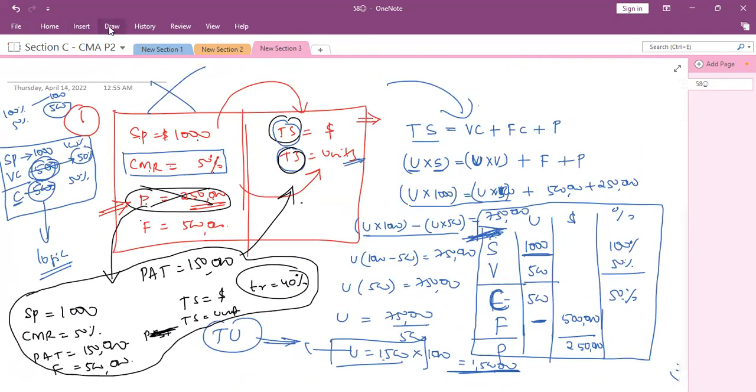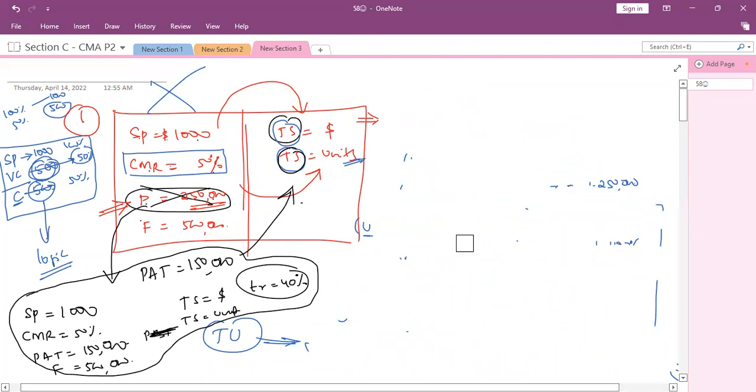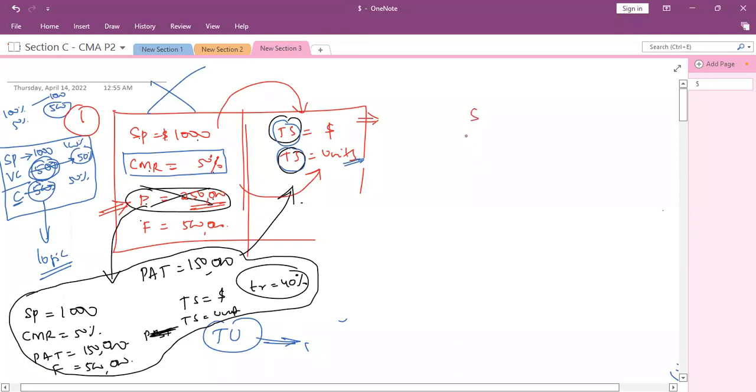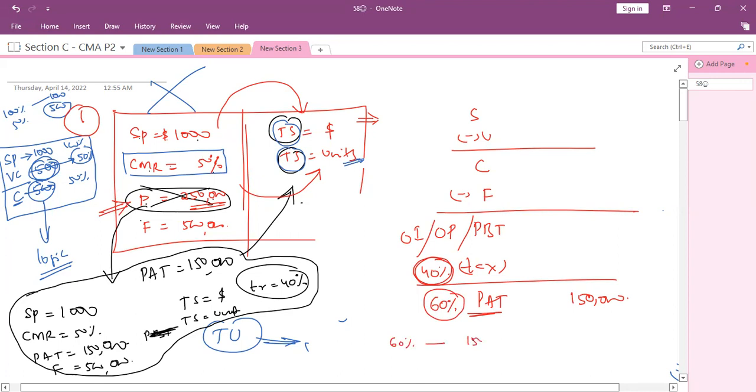I'll show you this sum, then we will disperse. Whenever profit after tax is given, it is not useful for us. Sales minus variable cost is contribution, minus fixed cost gives profit before tax, or operating profit or operating income. From this we deduct tax and then we get profit after tax. If profit after tax is 150,000 and tax rate is 40%, profit after tax equals how much percentage? 60%. If 60% is 150,000, then what is the profit before tax? It is always 100%. This is 100, tax is 40, this is 60.